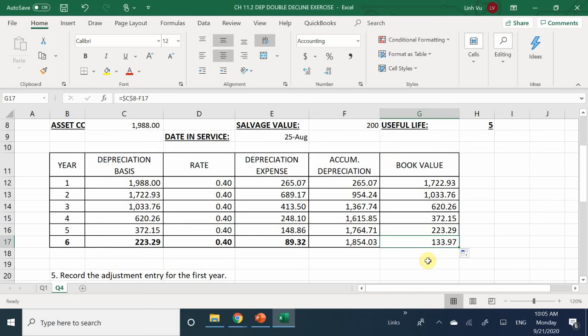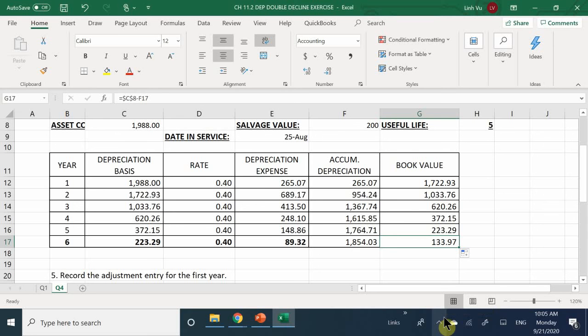Second thing, number one thing that we should have recognized here is we fell below our salvage value. So now let's calculate this so that it matches our salvage value. In this case, we cannot calculate 133.97 anymore. What number does this value need to be?